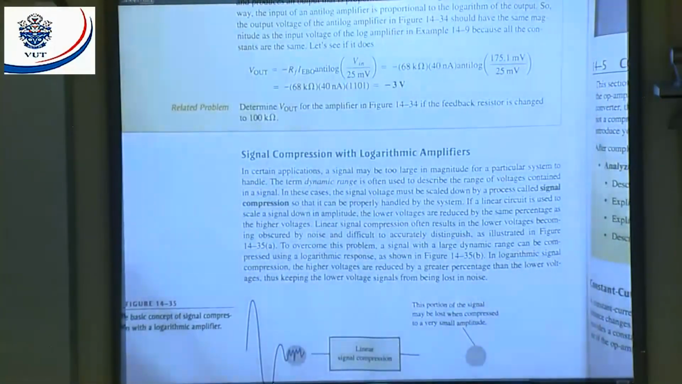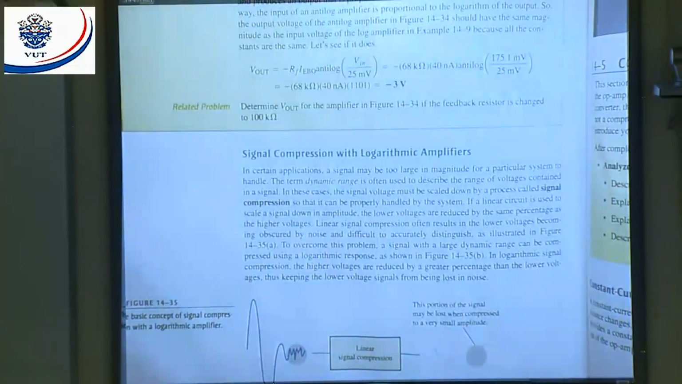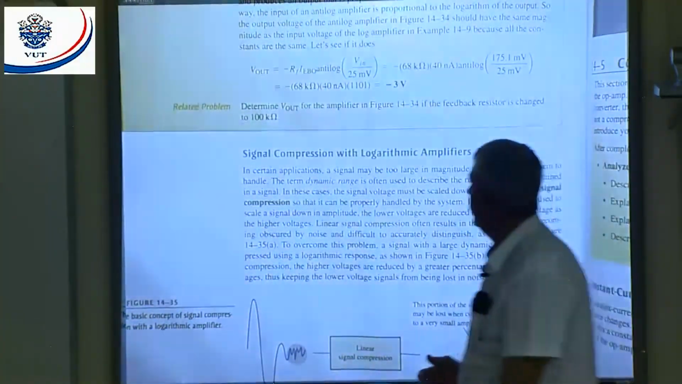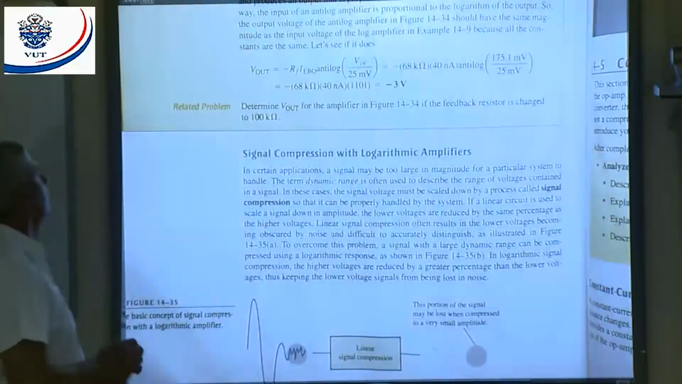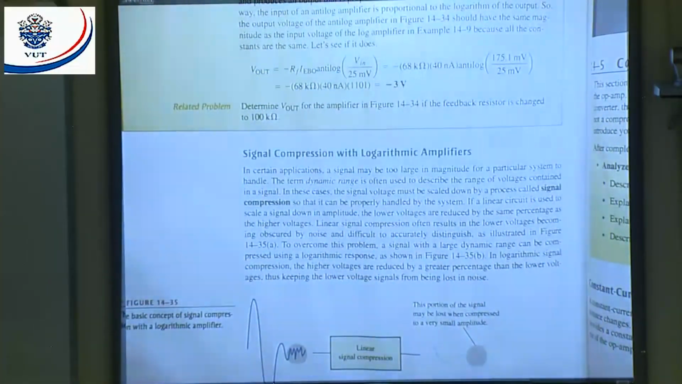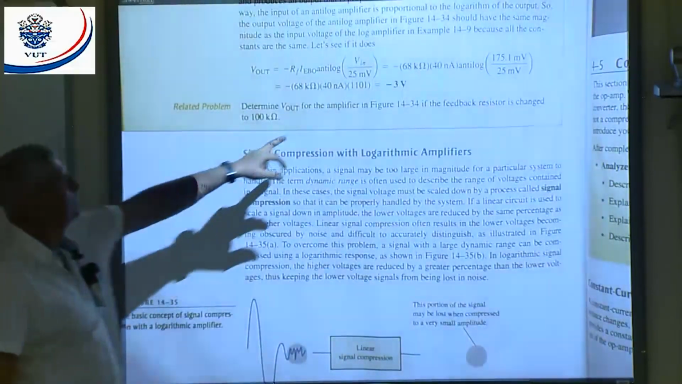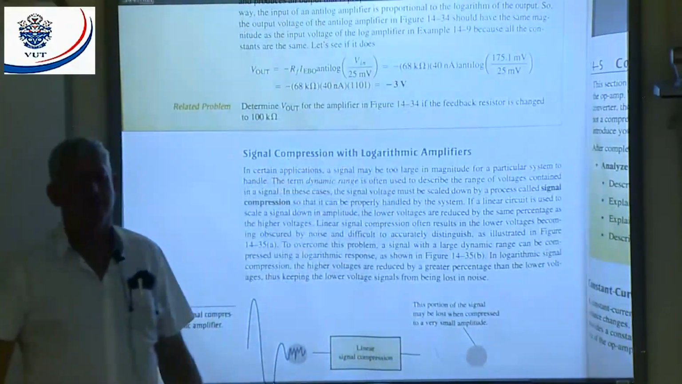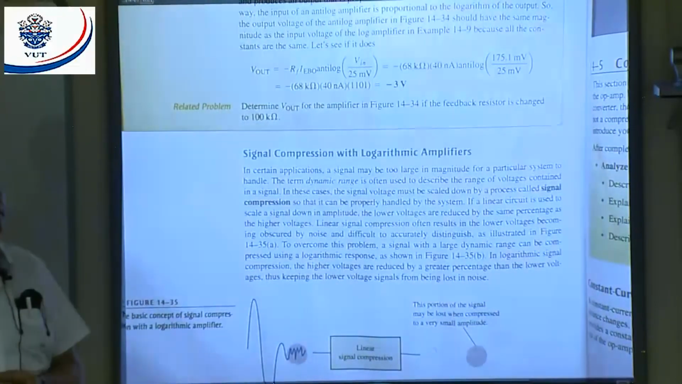All right. Now we go and look at that. VR is equal to minus RF IEBO anti-log of V in divided by 25 millivolts. Now when we put that 175.1 millivolt in, what is my output? 3 volts, minus 3, all right. You with me? That means it works 100% correct.